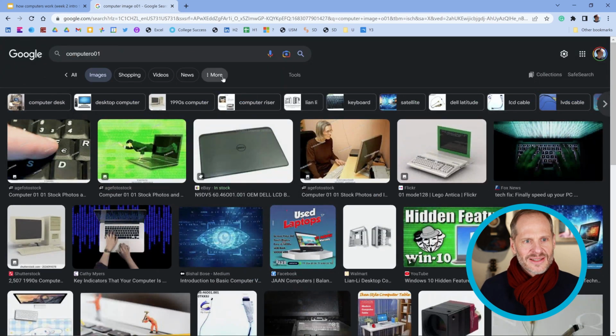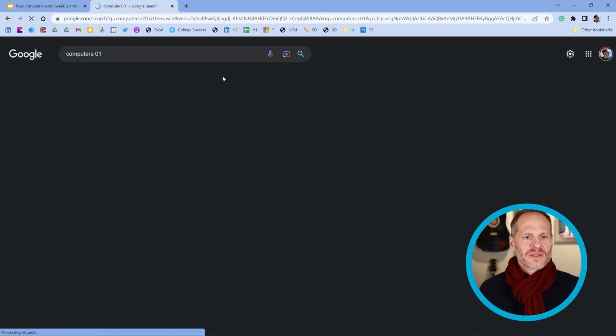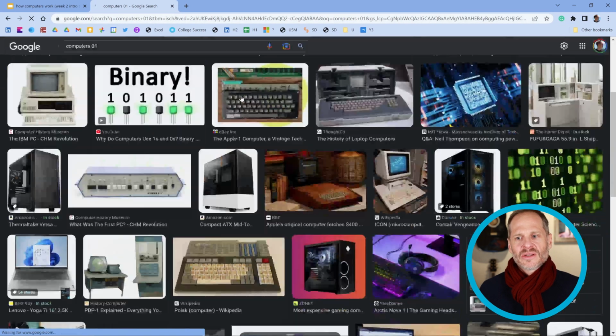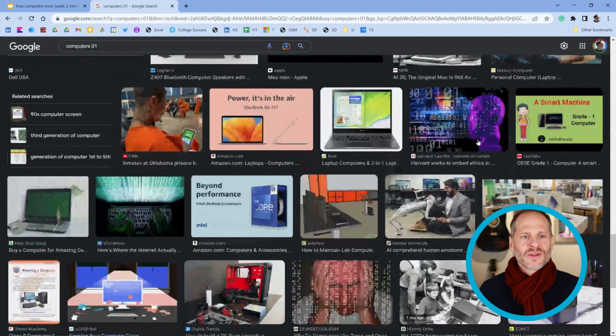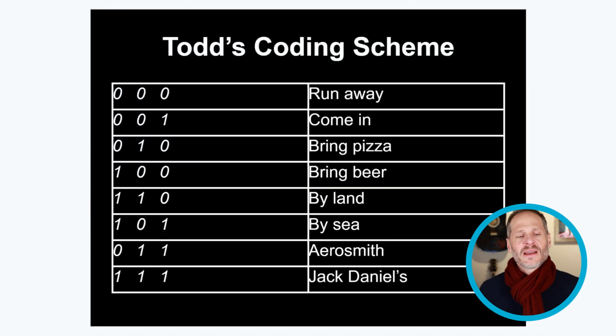Let's do a search for that. Computers, 0s and 1s. So 0s and 1s there. And 0s and 1s here, right? And 0s and 1s there. So, right, this thing about computers and 0s and 1s. So the 0s mean off and the 1s mean on.